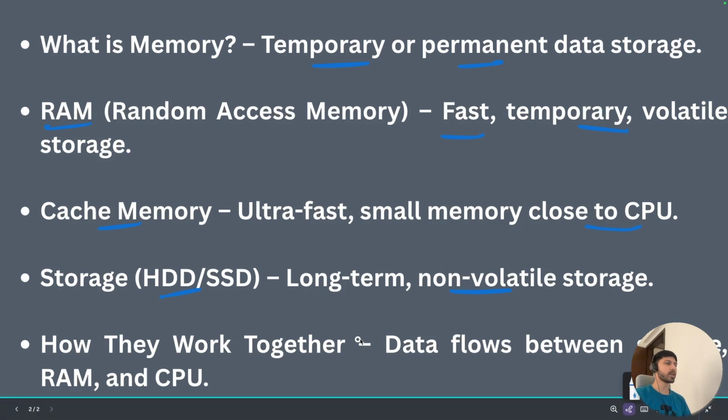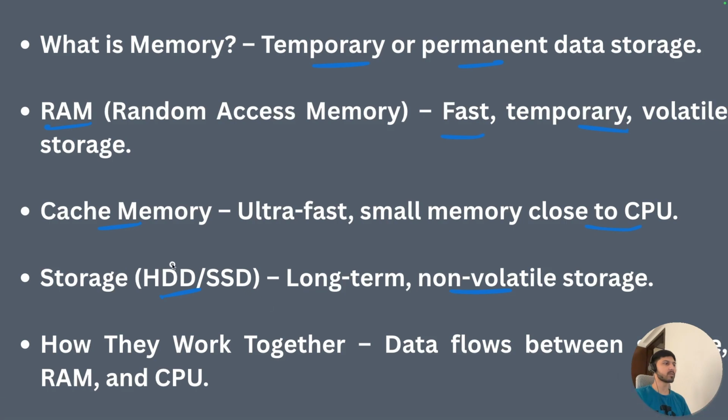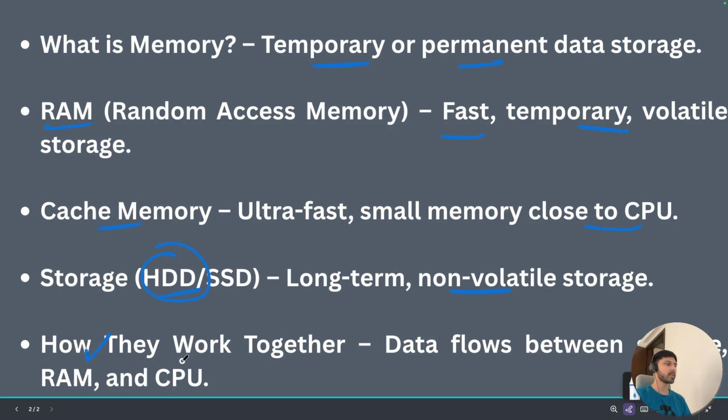So how they work together is, let's suppose you have some file inside your hard drive. Then that file, if you want to perform some action, will be loaded into RAM, and then the CPU will use that file from the RAM, since RAM is faster than a hard drive to access.